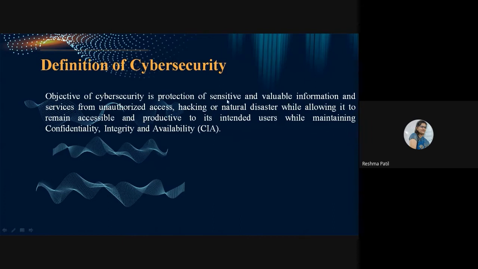We have to protect our sensitive data as well as information and services from unauthorized access, hacking, or natural disasters, while allowing it to remain accessible. In this part also, our services or our data, for example, organization data and organization services, should be accessible and productive to its intended users. At that time, we have to maintain their confidentiality, integrity, as well as availability. So these 3 points are important in security. Clear? Objective of cybersecurity and cyberspace.